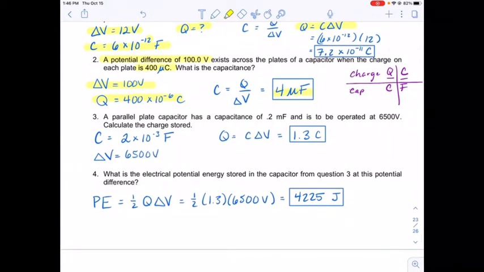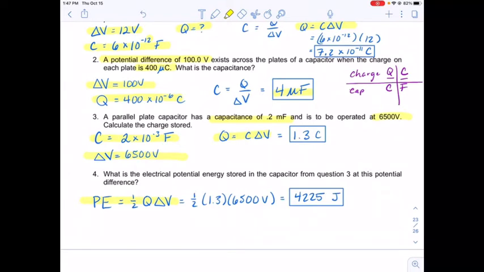Okay, let's look at a couple more examples. A parallel plate capacitor has a capacitance of 0.2 millifarads and will be operated at 6,500 volts. Calculate the charge stored. Again, we've got capacitance and voltage, and we're going to solve for charge, which is 1.3 coulombs. And finally, number 4: what is the electric potential energy stored in the capacitor from question 3? I'm just going to plug the values into the equation, and I get 4,225 joules.